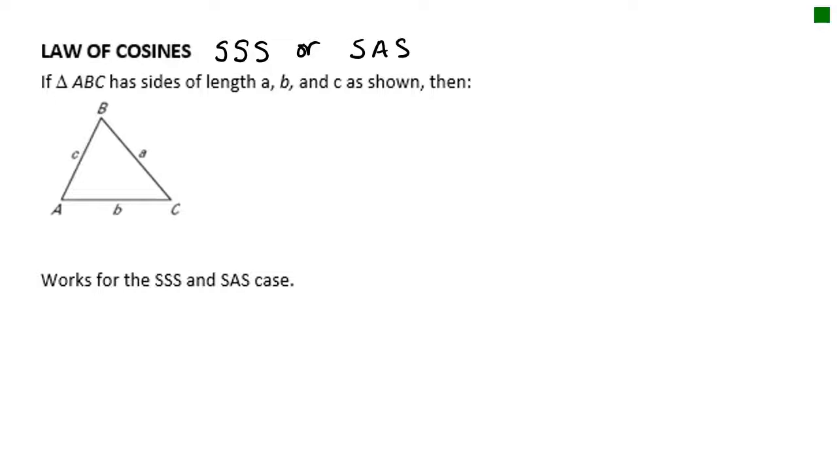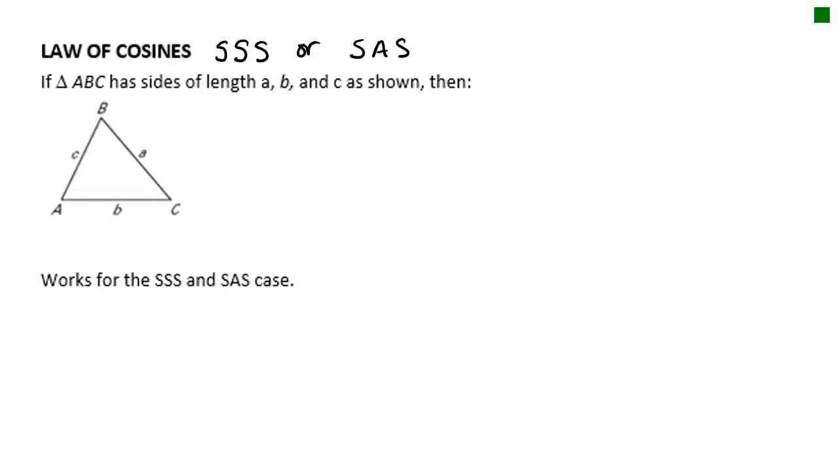If you have angle, angle, side, or angle, side, angle, or even angle, side, side, then we're going to use the law of sines. Alright, so the law of cosines is used when we know all three sides or two sides and the included angle. What I mean by that is the angle in between the two sides you know.